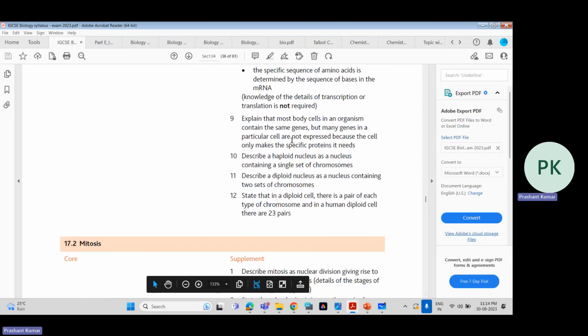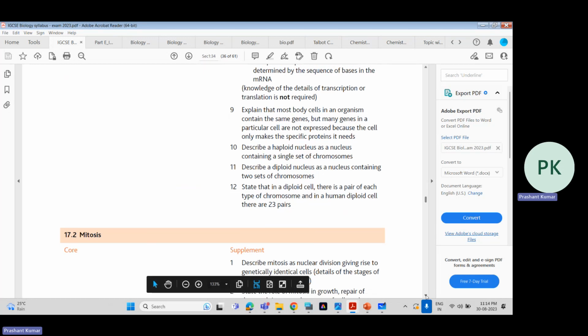After that, we'll talk about explaining that most body cells of an organism contain the same genes, but why they behave differently. So we'll discuss that in this section. Describe a haploid cell, limited to the nucleus of the cell and the chromosome number. Describe a diploid cell. Then state that in diploid cells, there is a pair of each chromosome, right? Like 23 pairs, total 46 chromosomes.